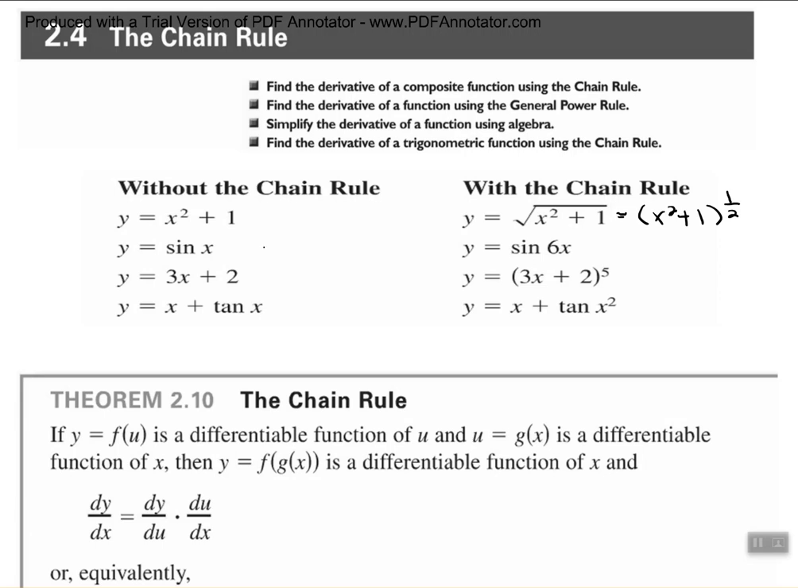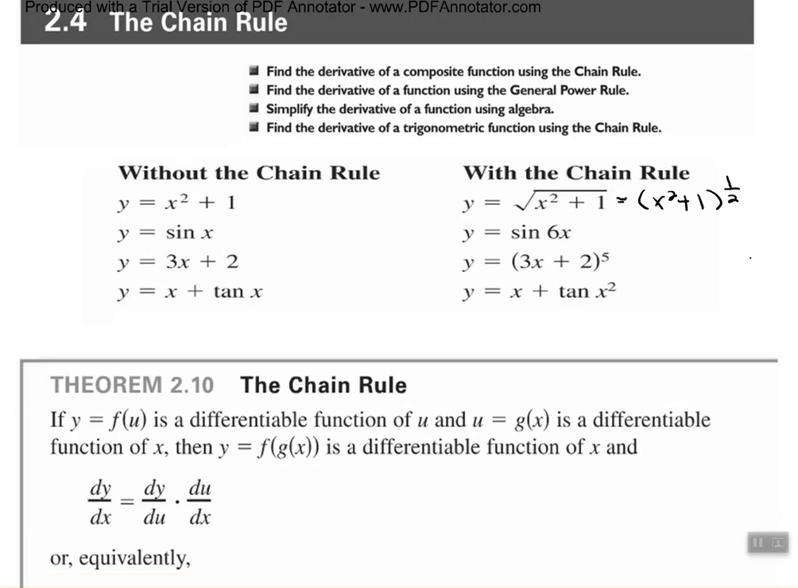Sine of x is different from sine of 6x when we add that extra layer, that number in there. y equals 3x plus 2 versus y equals 3x plus 2 to the 5th power, where we have that exponent outside of the parentheses. Again, we'll use the chain rule there. And x plus tangent of x squared, with that x squared, again, we'll use the chain rule there.